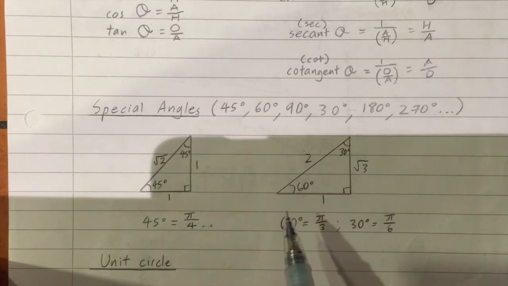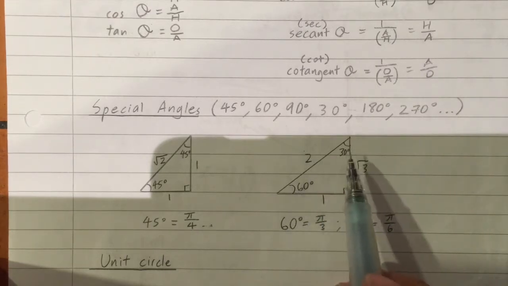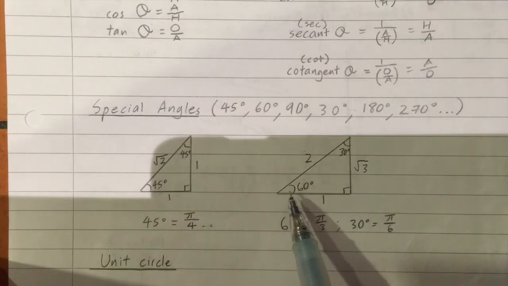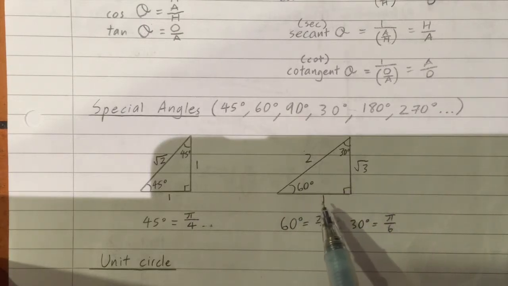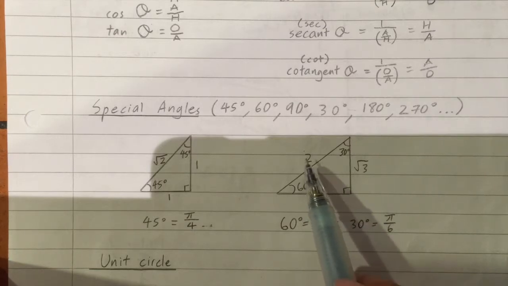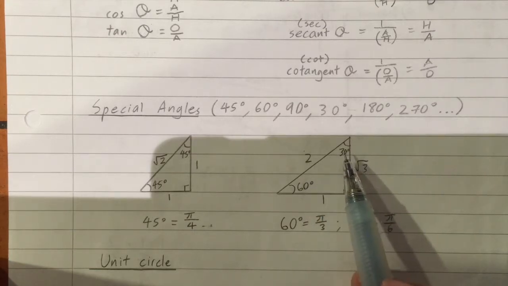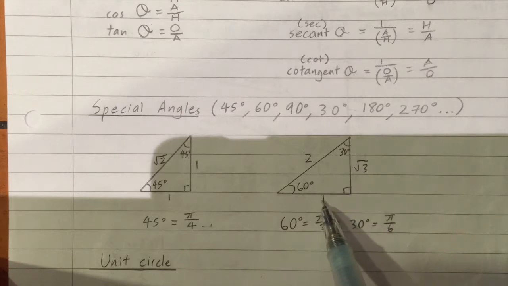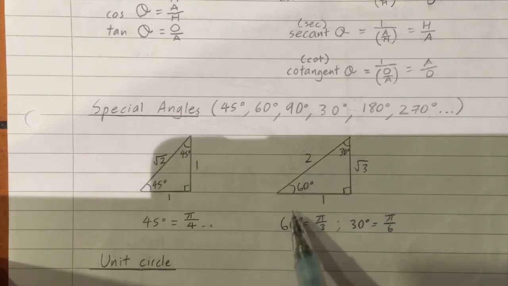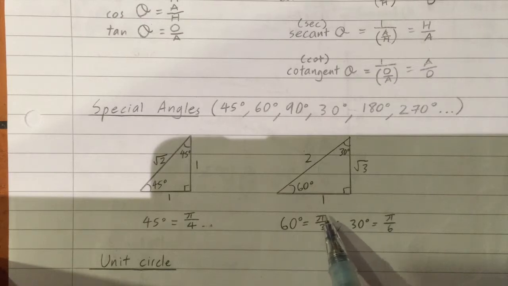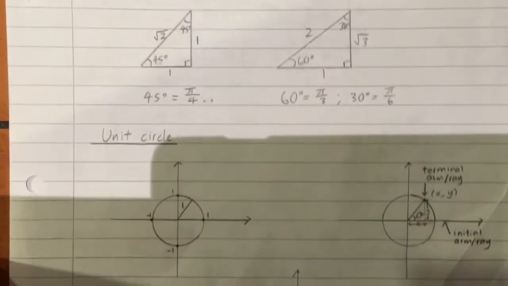In this triangle, there are two angles, one which is 60 degrees and another which is 30 degrees. The opposite of the 60 degrees is root 3, the adjacent is 1, and the hypotenuse is 2. Whereas the opposite of 30 degrees is 1, adjacent is root 3, and hypotenuse is 2. 60 degrees can also be written as pi over 3, and 30 degrees can also be written as pi over 6.